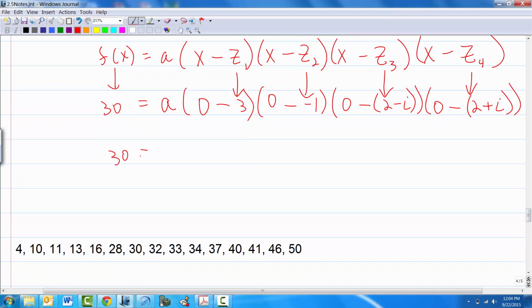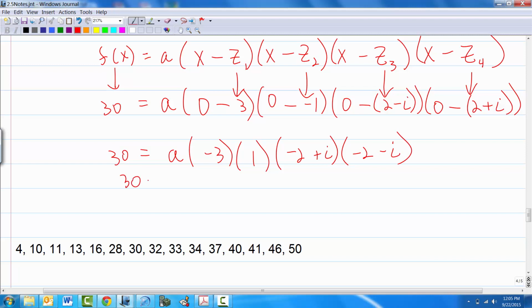30 equals a times negative 3 times 1 times, you know what? I'm going to go ahead and write this as negative 2 plus I. And this as negative 2 minus I. And then the next step will be, what does that become as a number that is real? And the answer to that is 4 minus I squared. What is 4 minus I squared? 4 minus I squared is what? 5. This is negative 15. 30 divided by negative 15 is negative 2.